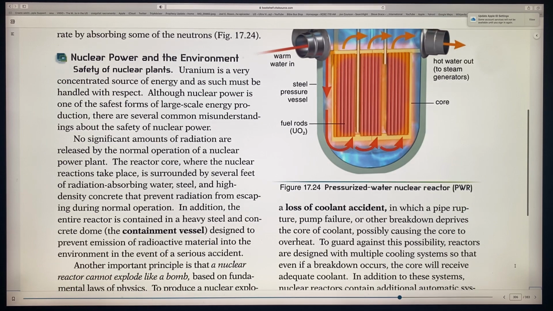So going on, nuclear power and the environment. We're going to talk about the safety of nuclear plants. I think I'm going to stop there because I'm going to go in and describe some nuclear accidents that happened in history, big ones, like Chernobyl. And why did this happen, in Ukraine? But anyway, let's stop there and then we'll go on to nuclear power and the environment.